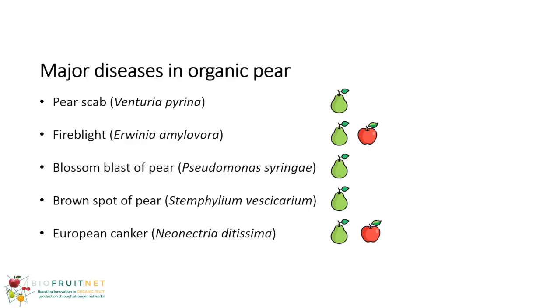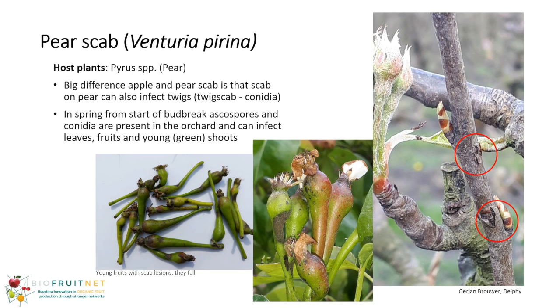pear growing in Europe. These are pear scab, Venturia pyrina; fire blight, Erwinia amylovora; blossom blast of pear, Pseudomonas syringae; brown spot of pear, Stemphylium vesicarium; and European canker, Neonectria ditissima. Fire blight and European canker can also occur on apple.